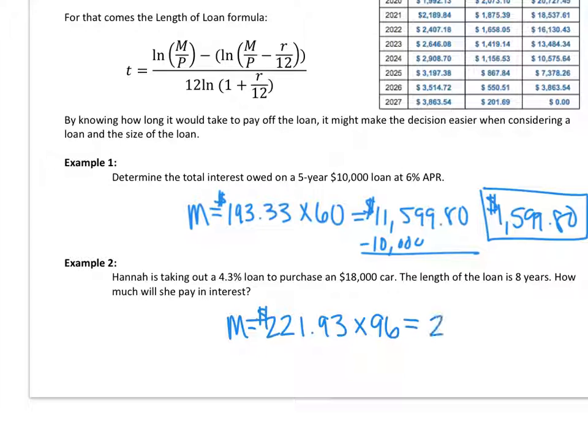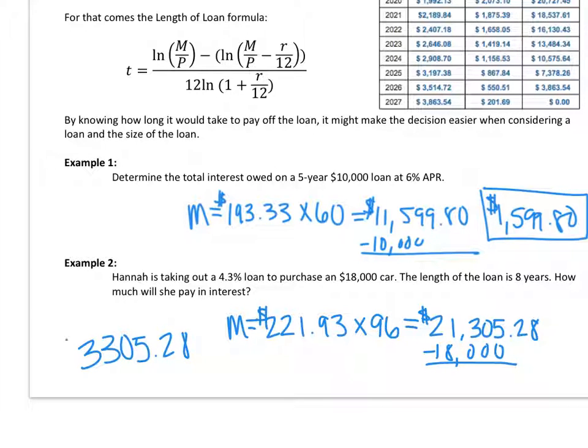And I get 21,305.28. That's how much she ends up paying in the end, which obviously should be more than the original amount. So to find out the interest paid, we just subtract the original. And what you get is, let's see here, 3,305.28. That's how much she paid in interest.